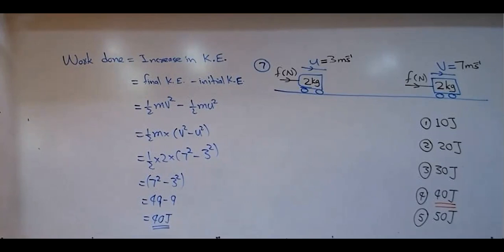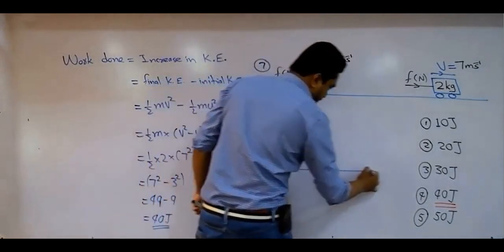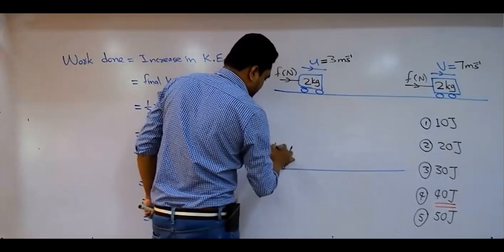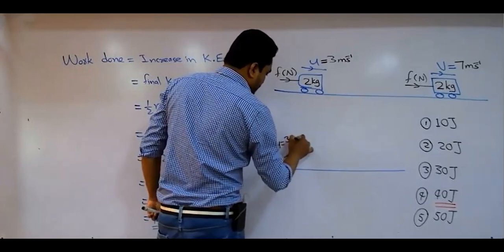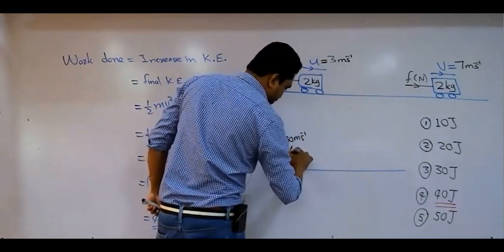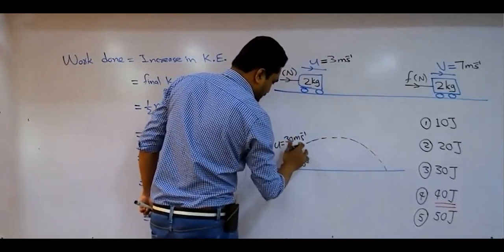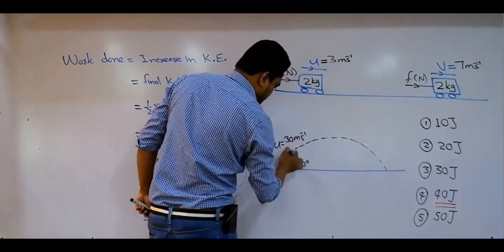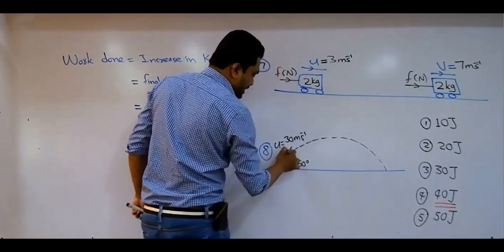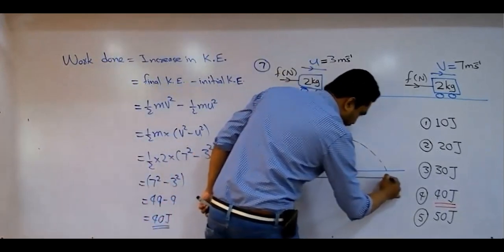Look at the board here. Question number 8. So let's say this is the ground. From the ground, the bullet is fired with a velocity of 30 meters per second. The projected angle is 60 degrees. The question asks us to find the horizontal range. Actually, in the exam, no need to draw the figure, but let's draw this one. Horizontal range means this R distance.